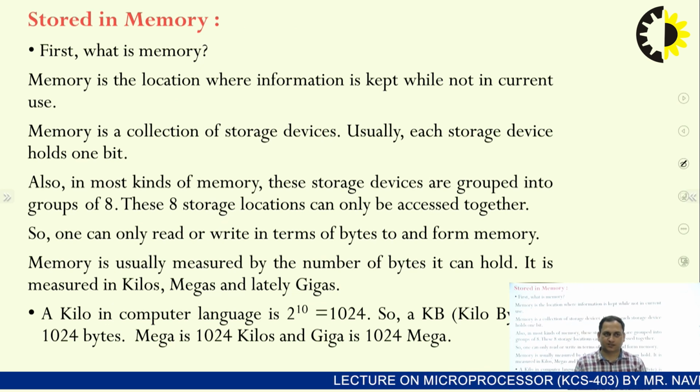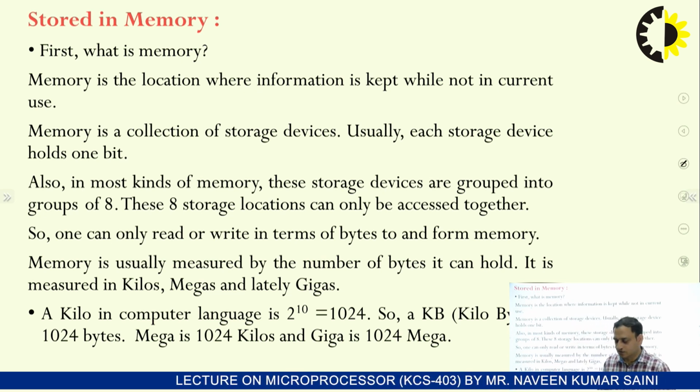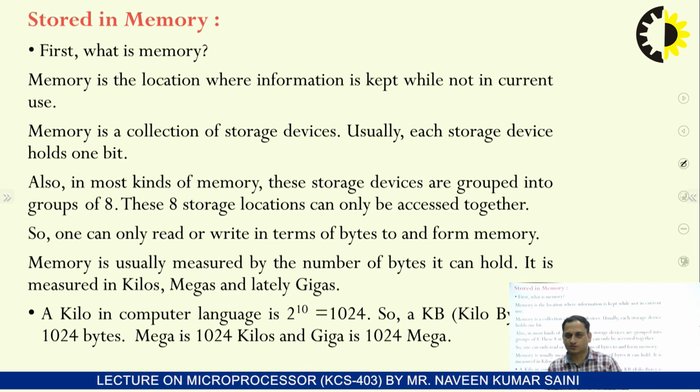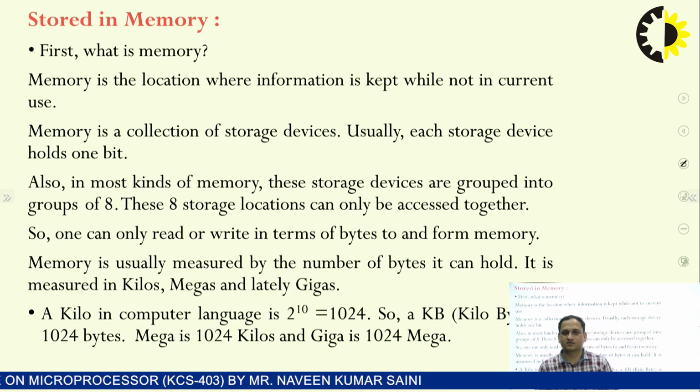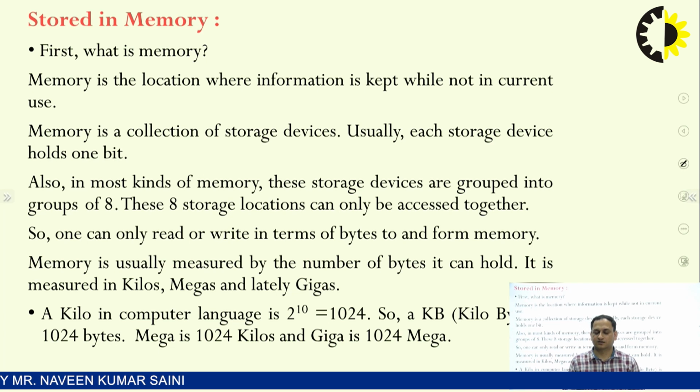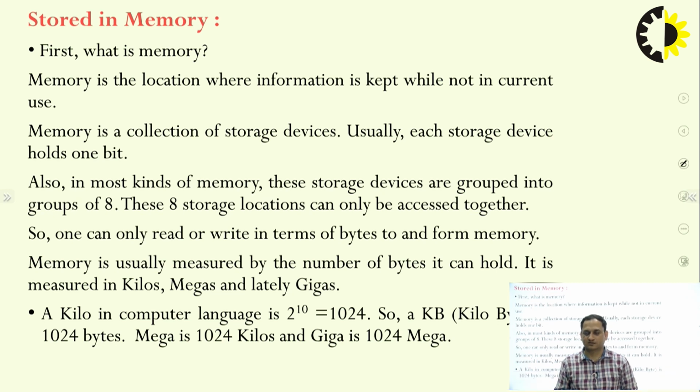Next point is the memory. Memory is the location where the information is kept while not in current use. Memory contains two parts: first is the program itself, plus data. Programs consist of a set of instructions, and an instruction is called the opcode plus the data, which we call the operand. So opcode plus operand is one instruction.